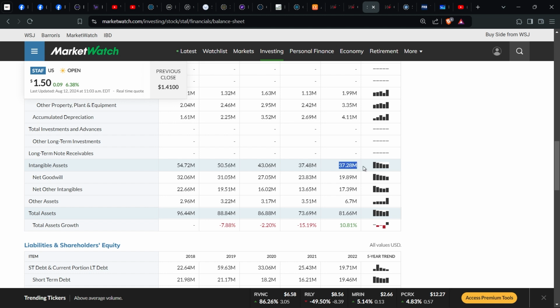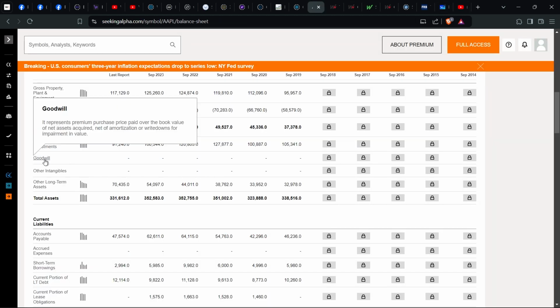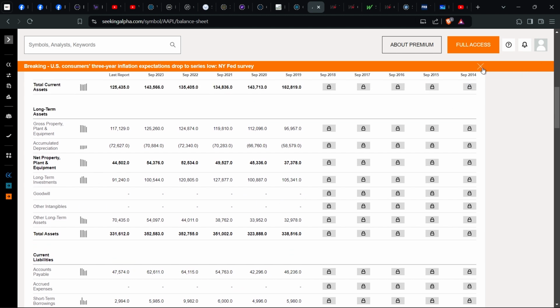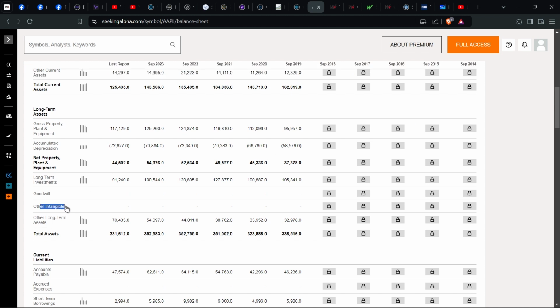This goodwill, and intangible assets, is usually a major red flag here, right? So other assets, now this is all other assets that the company has, but yeah, just all other assets. And I think we're done now. Yep, you can see here goodwill. Some companies don't have any goodwill, all right? And this is a good thing. A good thing how? That they don't use the value of intangible assets to prop up their numbers.